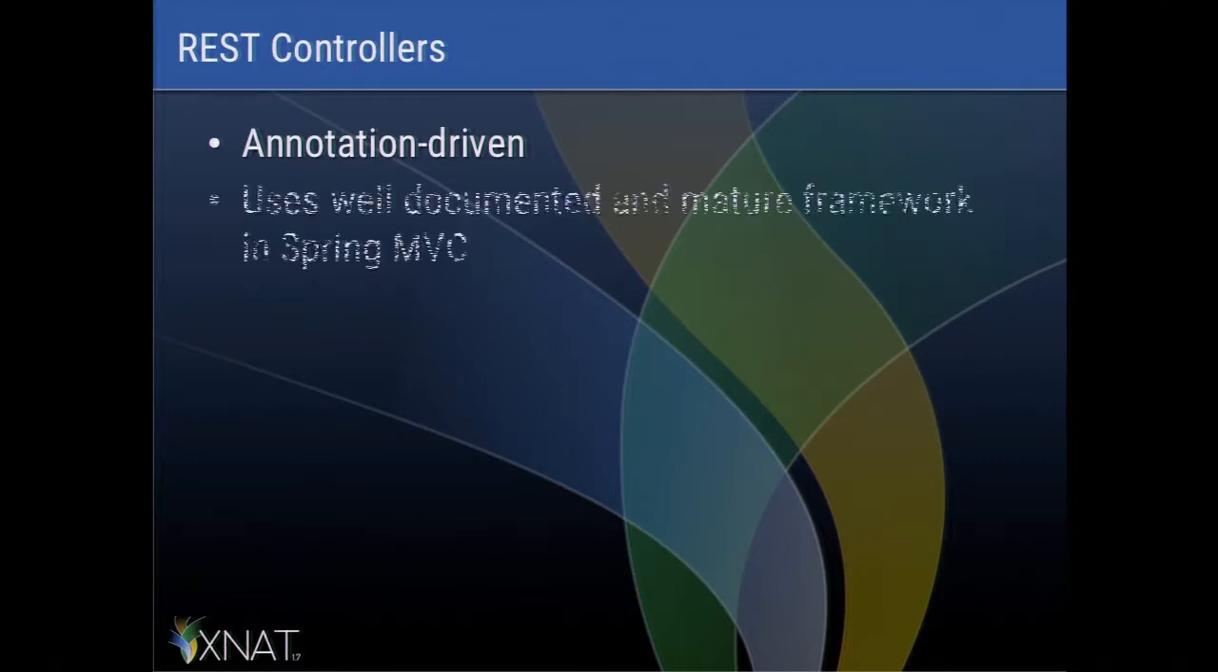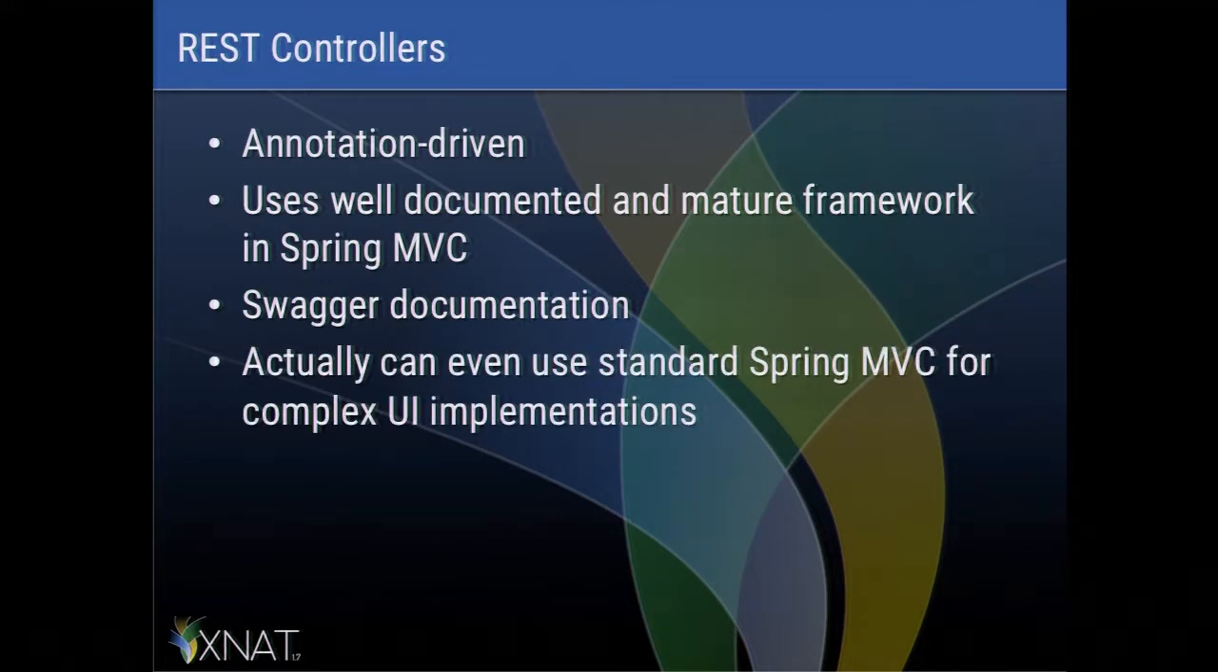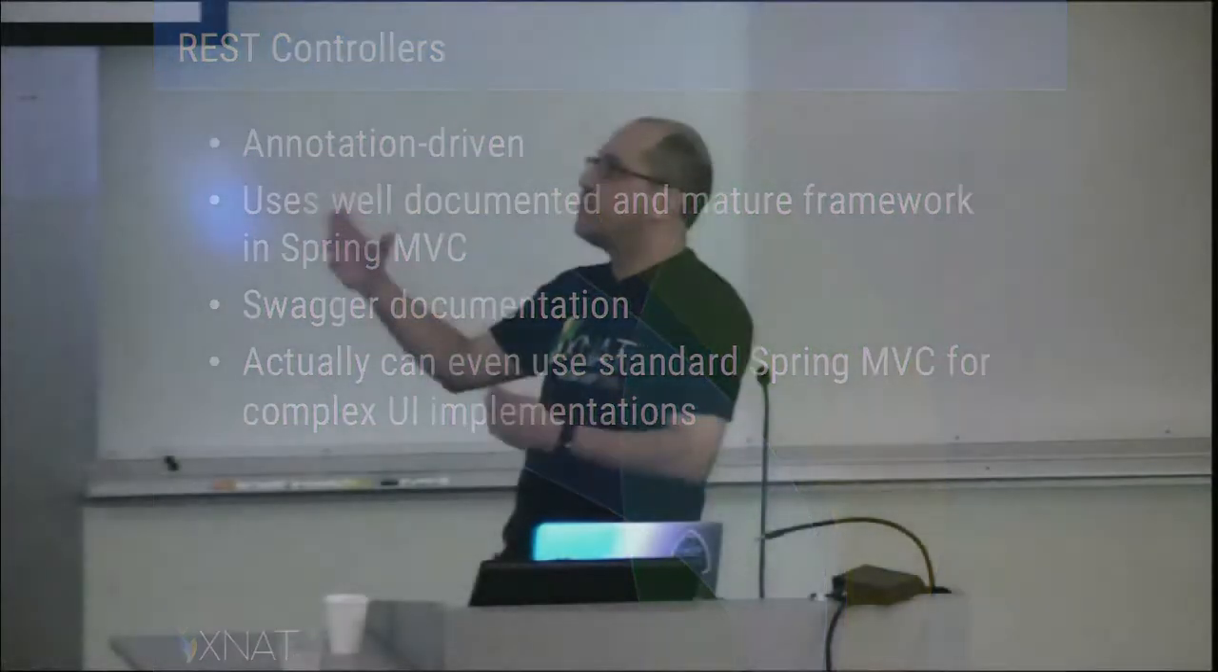It's annotation driven, which lets you just specify things in a non-very codey sort of way. We use a well-documented mature framework in Spring MVC. The Swagger documentation is awesome, and it even lets you actually access the REST API live directly through the Swagger stuff. And you can even use standard Spring MVC for complex UI implementations if you want to. And MVC is model view controller, and it's basically a way of rendering pages and doing form submissions and handling data transactions back and forth between the browser and the back end.